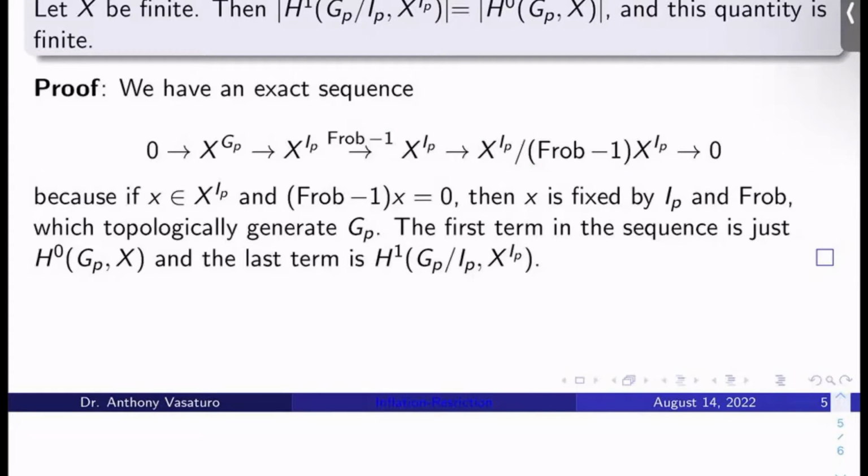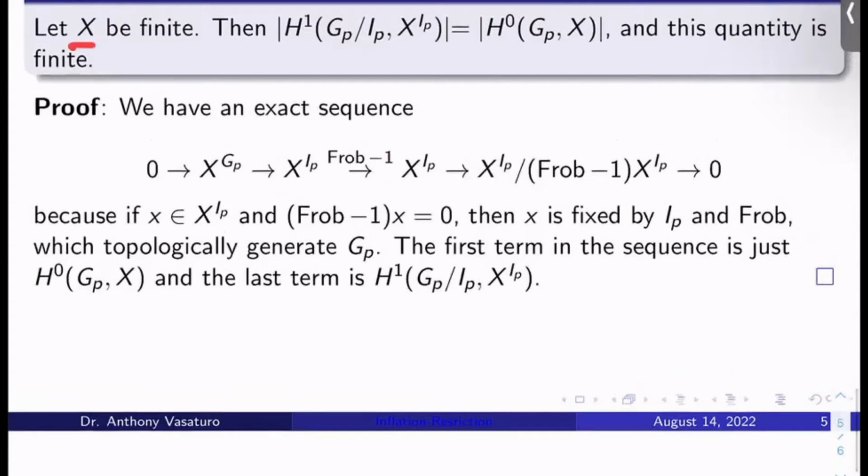Okay, and why is the quantity finite? Well, I know X is finite, and I know this guy here is the size of X to the IP mod something. Well, X to the IP just lives in X, which is finite. When I mod out, I have even less, okay?